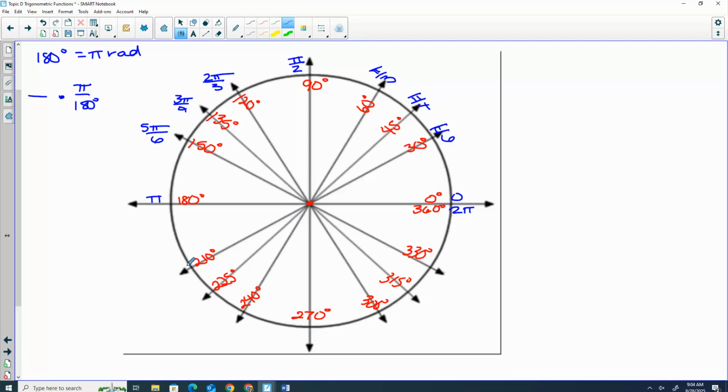Here you're adding, so pi plus pi over 6. So 6 over 6 plus 1 over 6 would be 7 pi over 6. Pi plus pi over 4, so 4 over 4 plus 1 over 4 would be 5 pi over 4. 3 over 3 plus 1 over 3 would be 4 pi over 3. Pi plus pi over 2, so 2 over 2 plus 1 over 2 is 3 pi over 2.